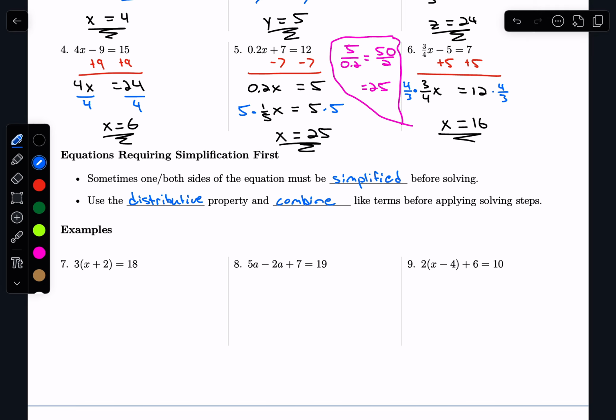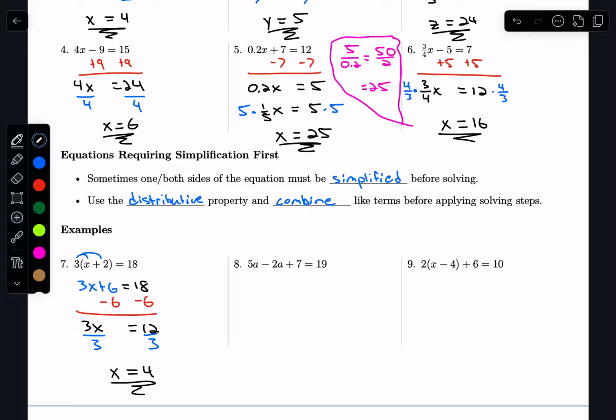So number 7 is first, we have 3 times the quantity x plus 2 is equal to 18. I'm going to distribute that 3 to the x and to the 2 to get 3x plus 6, and this is now equal to 18. And notice that after doing that distribution, this is exactly like one of the first 6 questions. So all we have to do is do the additive inverse first, so minus 6 on both sides. That leaves me with 3x is equal to 12. Then the multiplicative inverse, I'm going to divide both sides by 3. That makes my coefficient of x 1, and I end up with x is equal to 4.